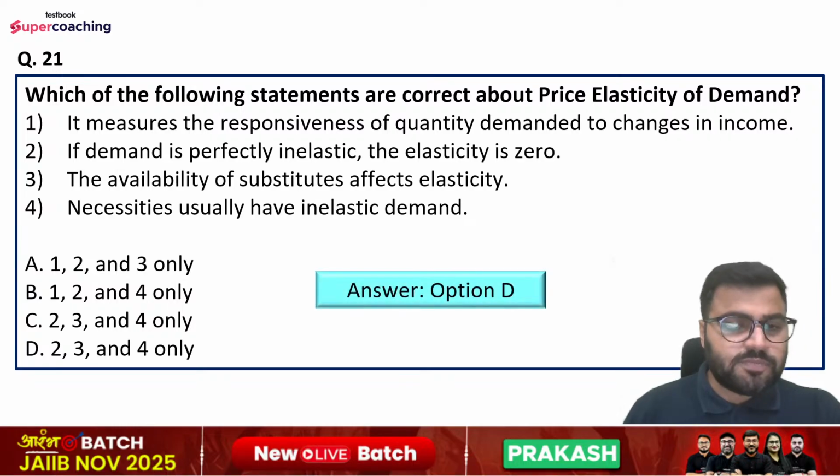Right answer is option number D here, that is second, third, and fourth only. So this is incorrect. C is third and fourth only, right?